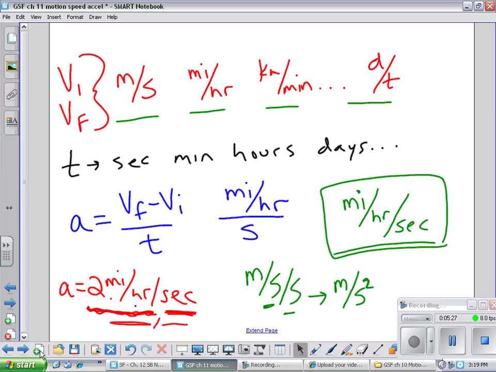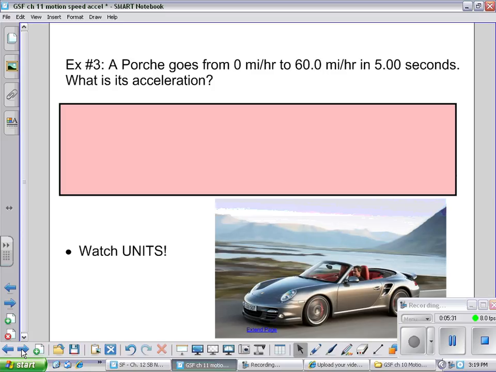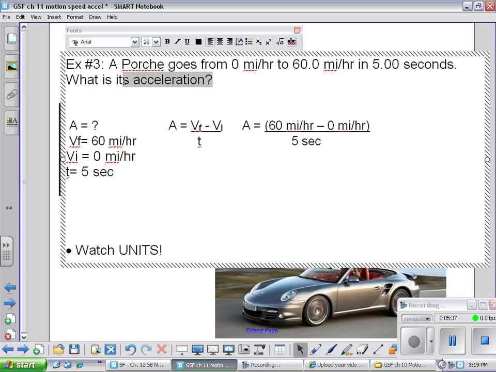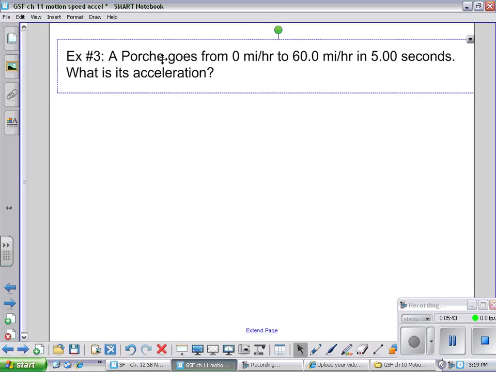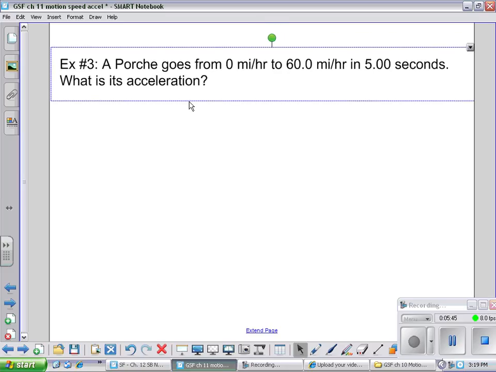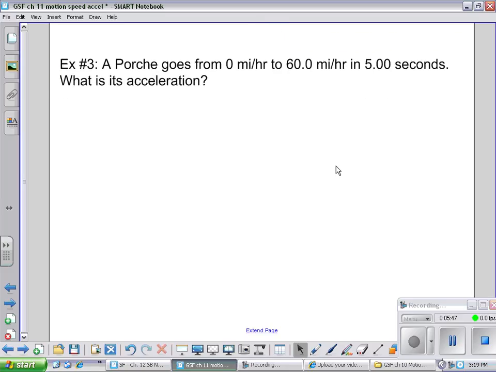All right. I know it looks kind of funky, but you guys will be just fine. All right. So this next one, here's my example, and I think Porsches are quicker than this. But if a Porsche went from 0 miles an hour to 60 miles an hour in 5 seconds, which is actually pretty quick, but I know there's some faster ones out there.